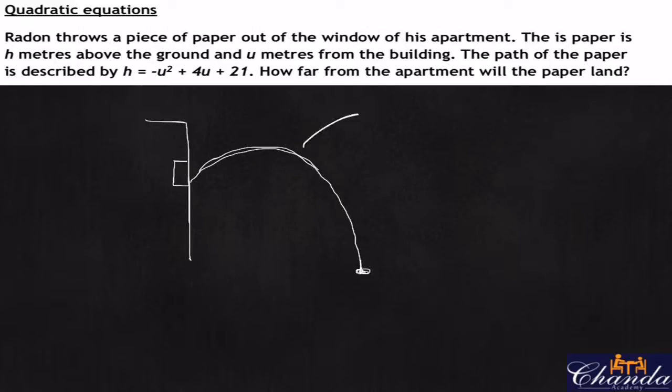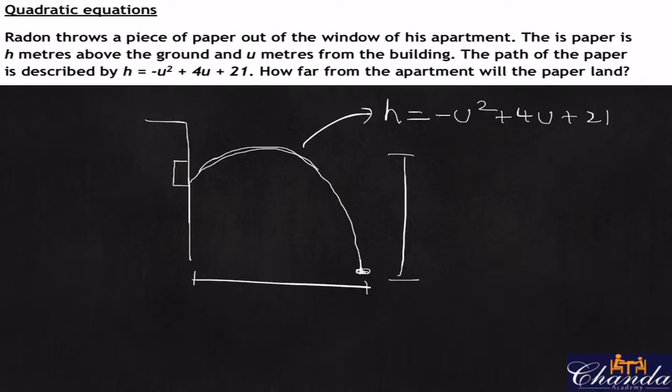And this is being described by height is equal to negative u squared plus 4u plus 21, where u is the distance from the building there and h is the height right there. How far from the apartment will the paper land? So what we're trying to figure out here is, what is the distance right there? Sorry, that should be u. What is that distance right there? But at that point, as you might have imagined, the height of the actual piece of paper is 0. So we're trying to figure out negative u squared plus 4u plus 21 is equal to 0. And then we need to solve for u.